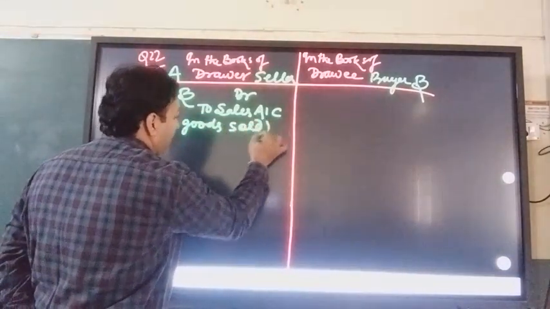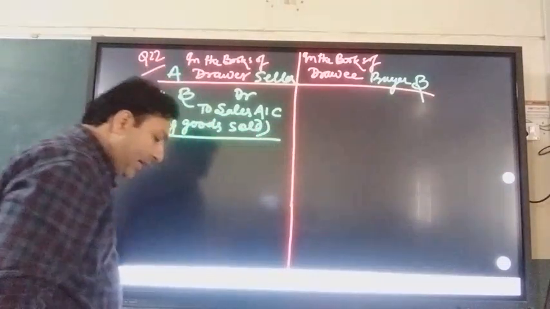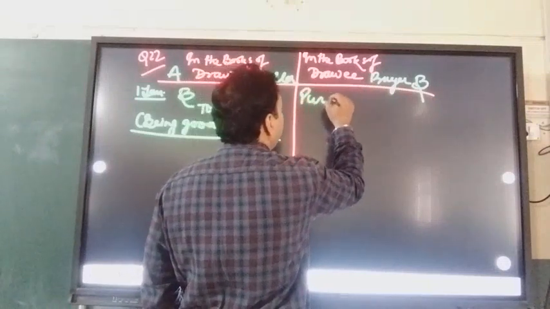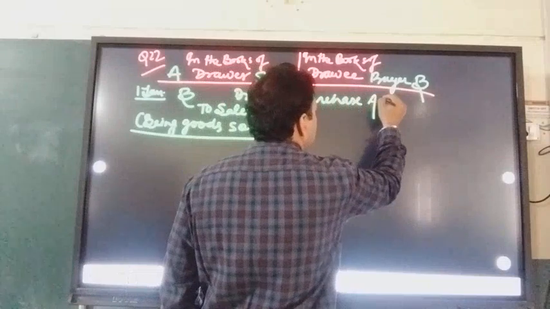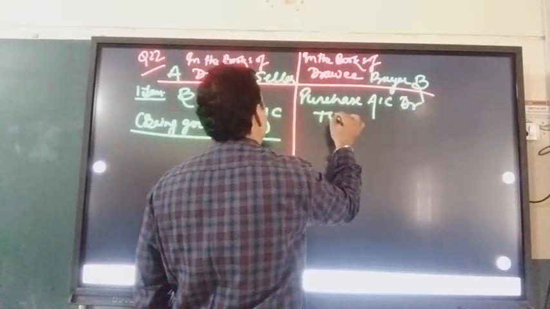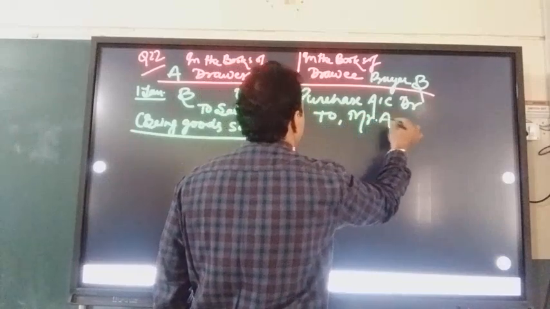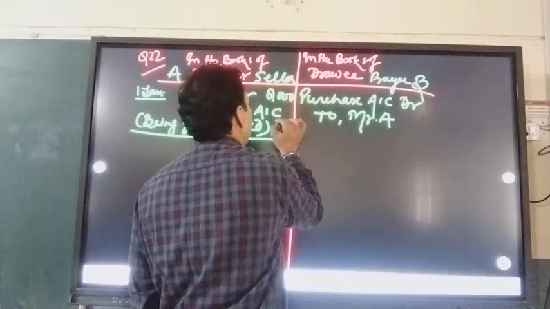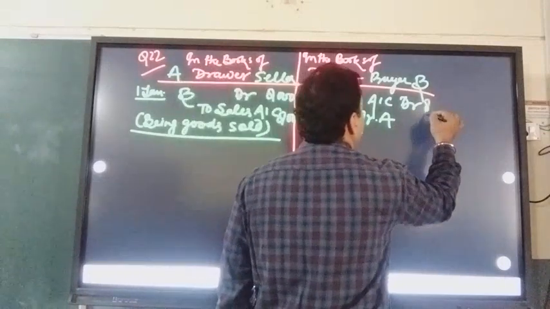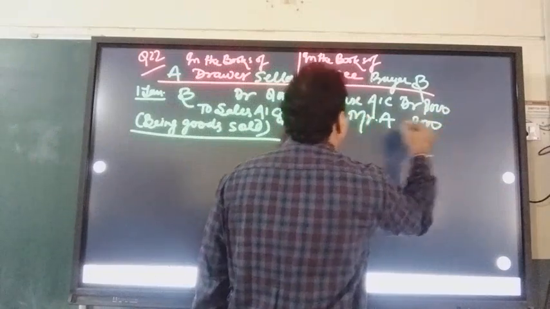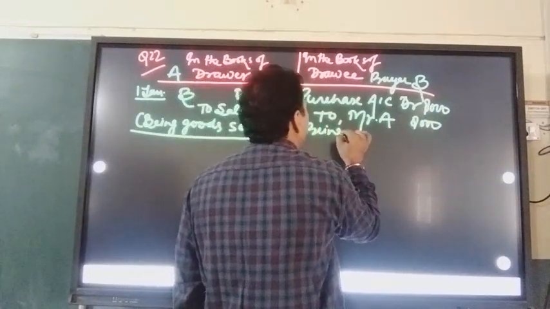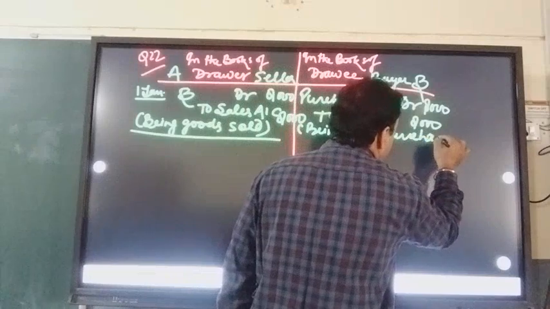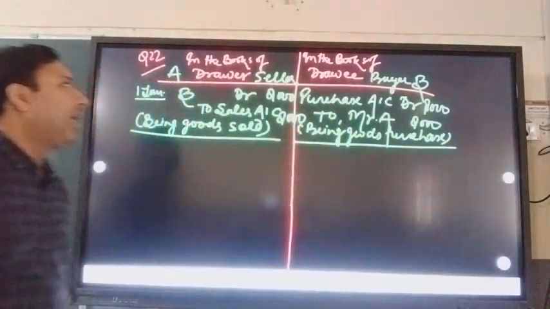This is the new topic and the second question of the new topic. What is the entry in the books of drawing? It means purchase account debit, and to what? To Mr. A. What is the amount? 8,000 rupees. So you have to write 8,000 debit and 8,000 credit. You have to write the narration here, being goods purchased. Is it clear? So this is entry number 1.